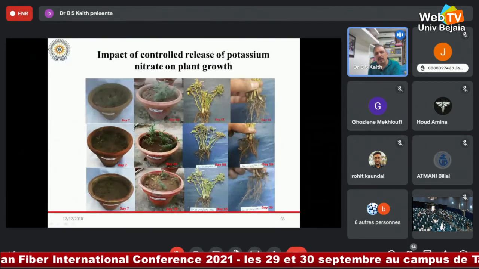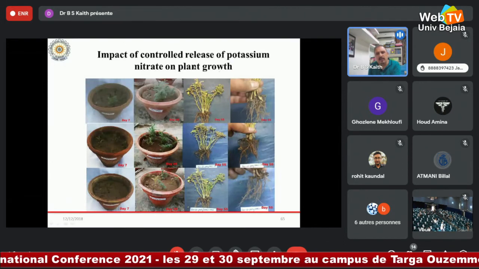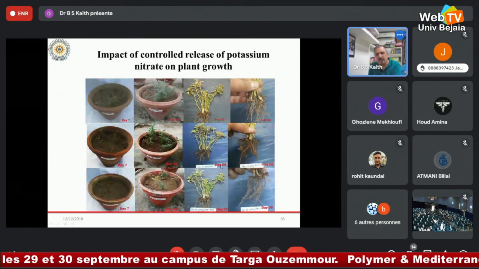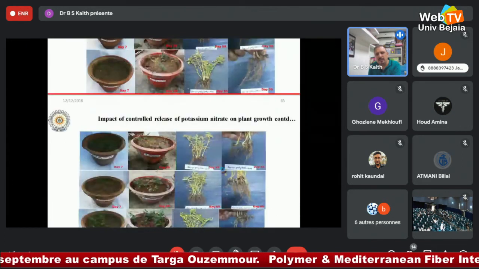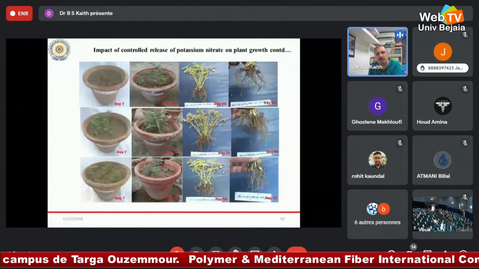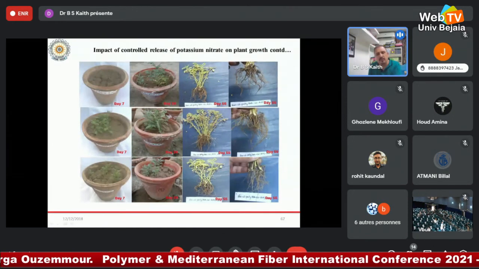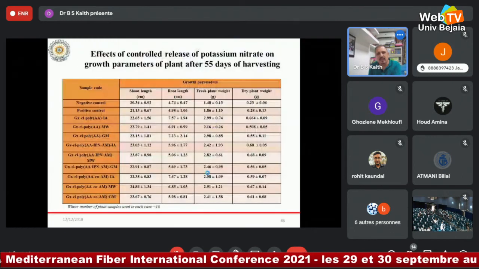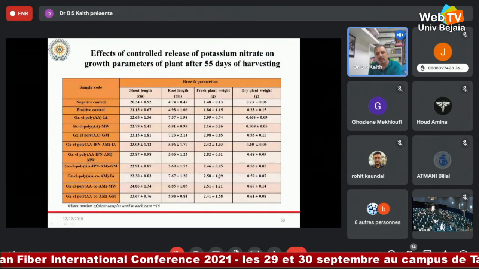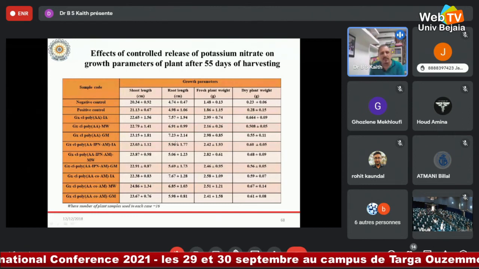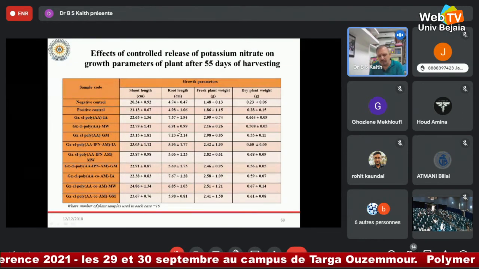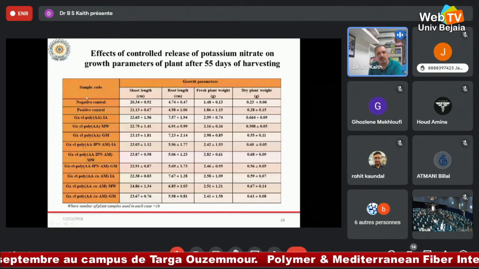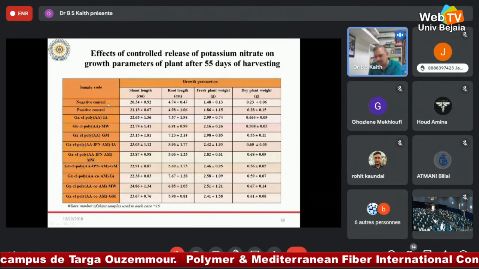And similar studies were carried out on the release of potassium nitrate, another fertilizer which farmers are using, and we got similar type of results. But better results we got in case of biofertilizer in comparison to urea and potassium nitrate. And these are the parameters. Again we found better results with the controlled release of potassium nitrate through the synthesized samples in comparison to positive control and negative control.